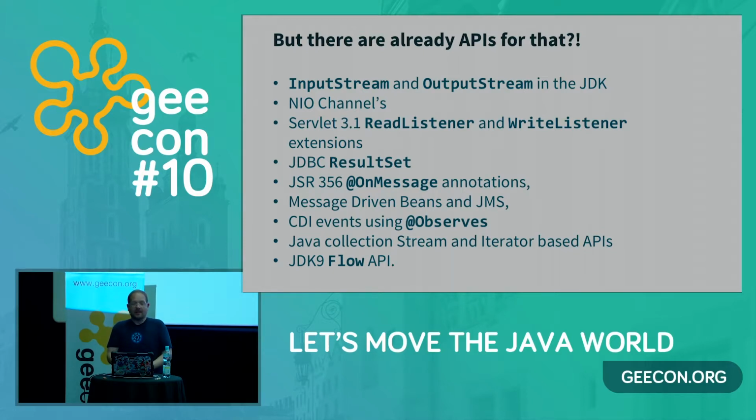So NIO channels. We do have something called a read listener and a write listener in the servlet specification. Same concept, same problems. You can't just read something, pipe it, and write it. JDBC, yeah, you can read on your own. There are some very partial solutions, but it's not coherent, and it definitely does not cover the complete Java EE stack. Should I start saying Jakarta EE? No, I won't, but yeah.